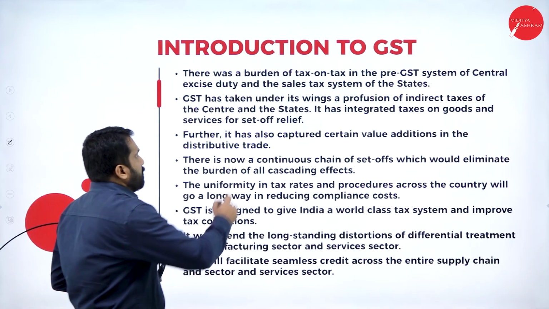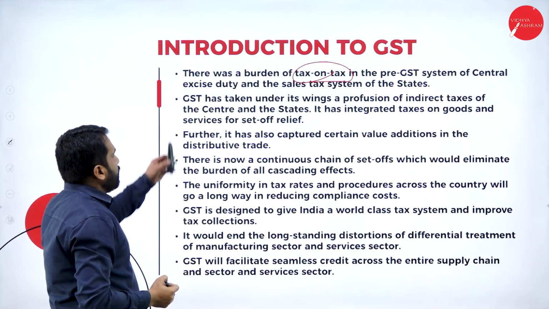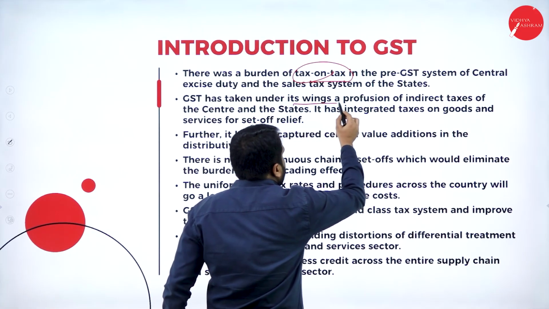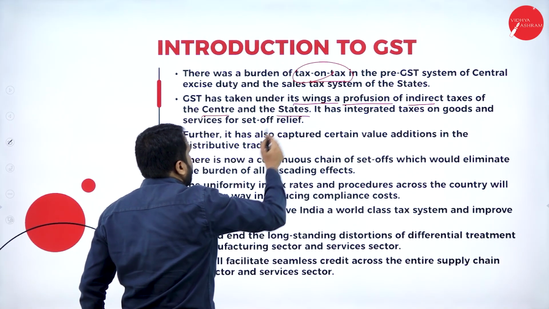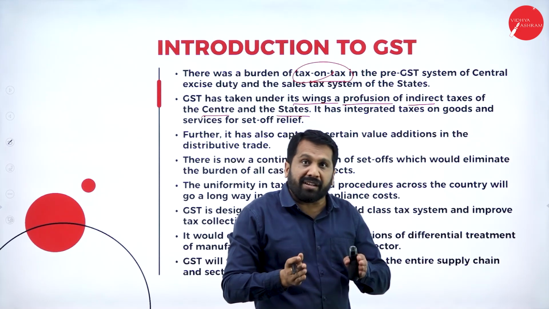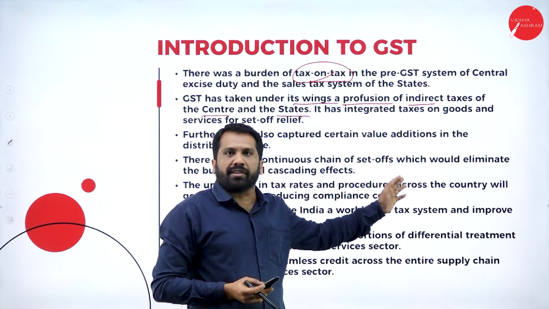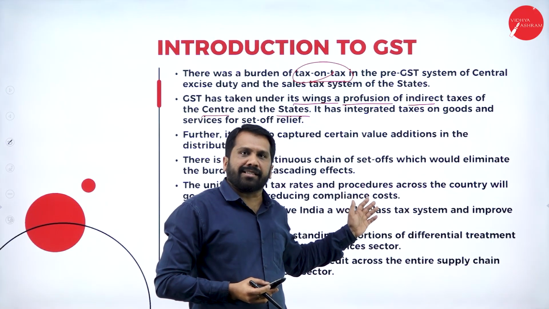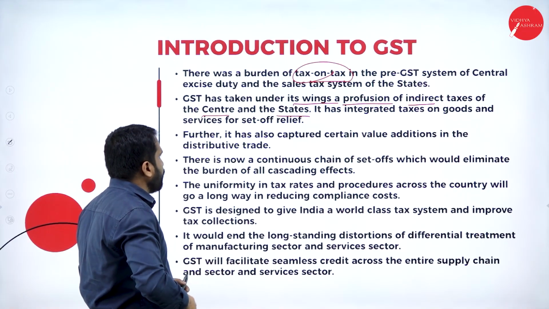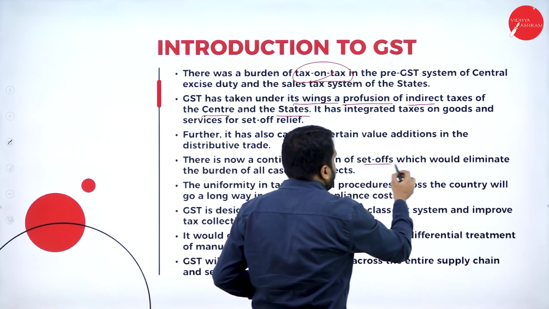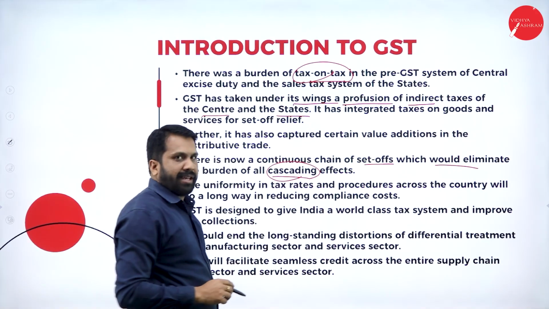Now, there was a burden of tax on tax. See, cascading is avoided. Then, GST has taken the burden of the multiplicity of indirect taxes, the central and the state. Whatever tax is collected will be divided for the state as well as the central government, because the only revenue to the government is tax. Whatever tax is collected has to go to the central government and also to the state government. Then, there is now a continuous chain of set off which would eliminate the burden of cascading. Already I explained about cascading.